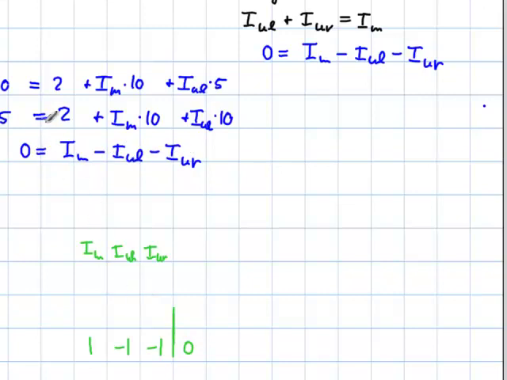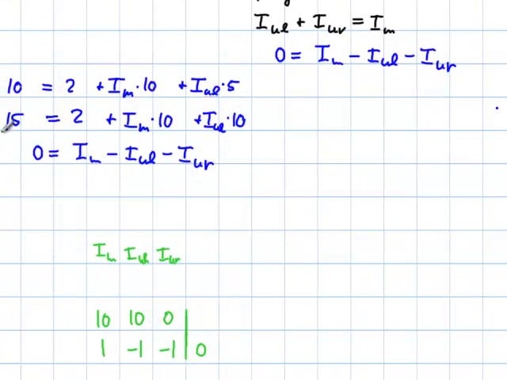My second equation, well, there's my IM, and there's a 10. There it is. There's my IUL, and there's a 10. There it is. There's no IUR, which means it has to have a 0. And on the other side, we'll subtract the 2 from the 15, which I believe is slightly out of the screen. So subtract the 2 from the 15, I come out with 13.